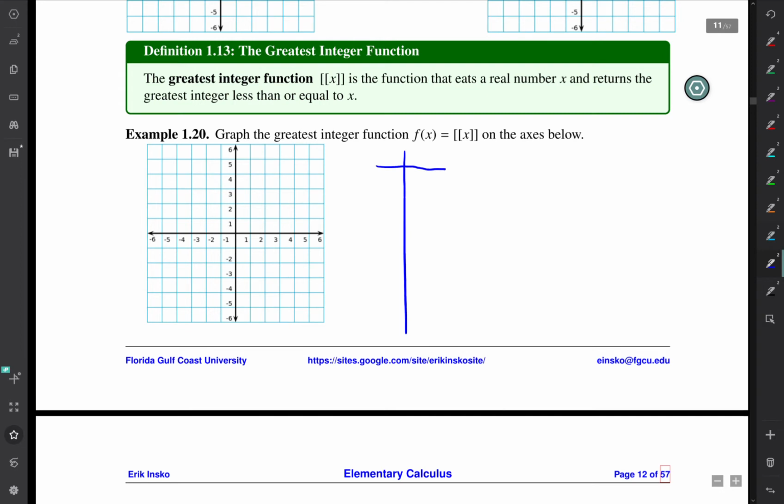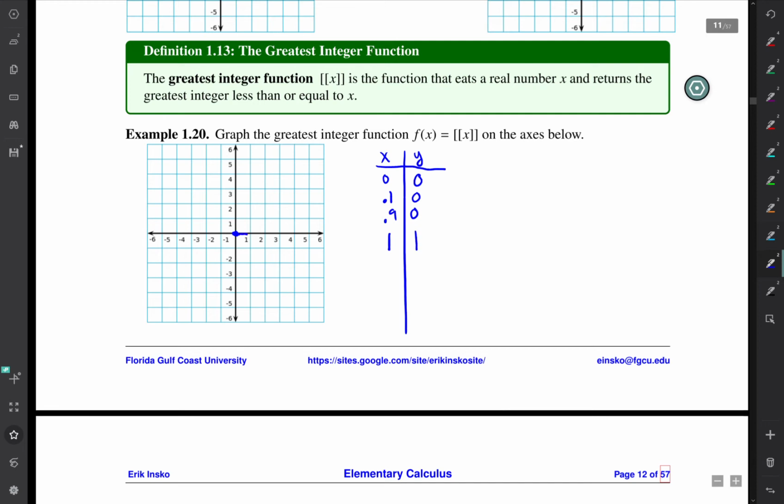So an example would be like if x is 0, then what's the greatest integer less than or equal to 0? That'd be 0 still. So you get 0 zeros on this graph. And then if I put in like 0.1, the greatest integer less than 0.1 is still 0. If it's 0.9, the greatest integer less than 0.9 is still 0. But then when I get to 1, the greatest integer less than or equal to 1 is 1.